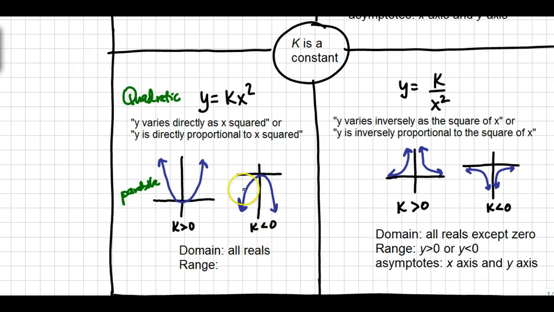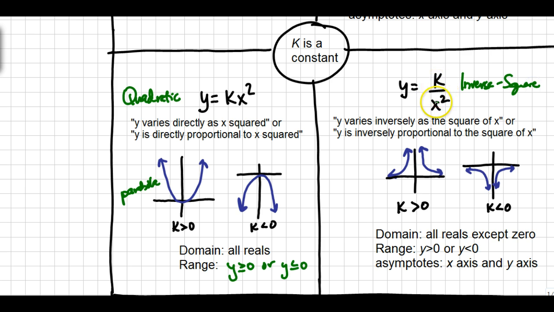The domain is going to be all reals because you can square any number that you can think of, but the outcome is always going to be either positive or negative. So we'll say it's either going to be greater than 0 or less than 0. Similarly, when we're dealing with an x squared when it's on the bottom, that is an inverse situation, and the name of both the equation and the graphs here are both inverse square.